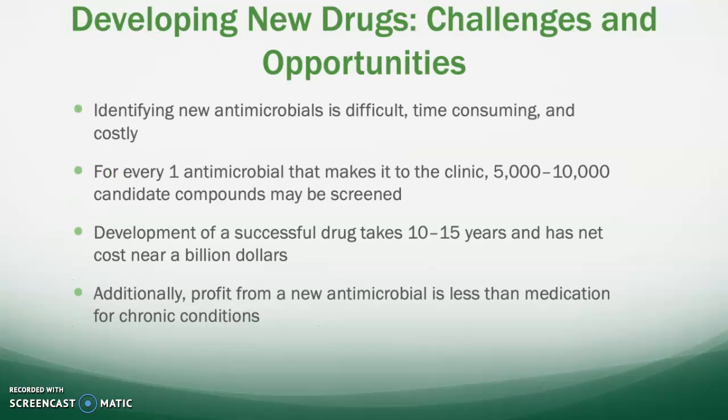So developing new drugs: why can't we just come up with new antibiotics if we have resistance to the ones now? The biggest problem that we run into is that it's very difficult, time-consuming, and costs a lot of money. For every antibiotic that makes it into clinics, there are between 5,000 and 10,000 that have to be screened, and it can take 10 to 15 years and cost nearly $1 billion for each new antibiotic.